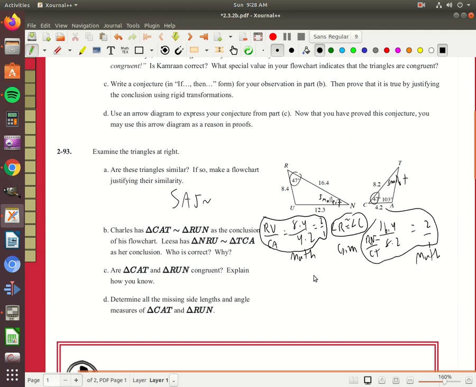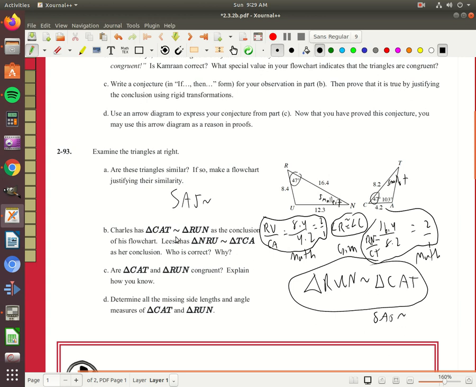And because of that, I can do my triangle similarity statement. I'll say RUN is similar to triangle CAT. And again, we know that R goes with C. I know that U is the bigger angle, so A is the bigger angle. And I know that N is the smallest angle, so that T has to be the smallest angle. And I prove that using side angle side similarity.